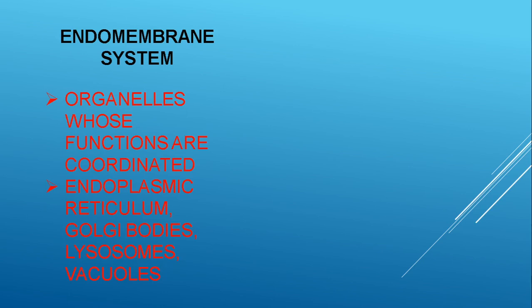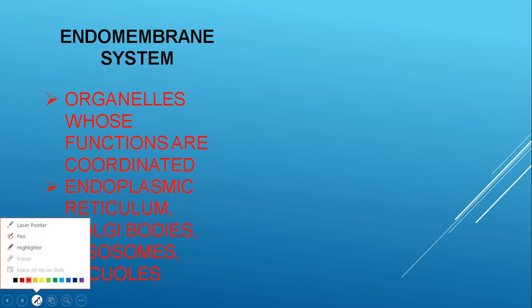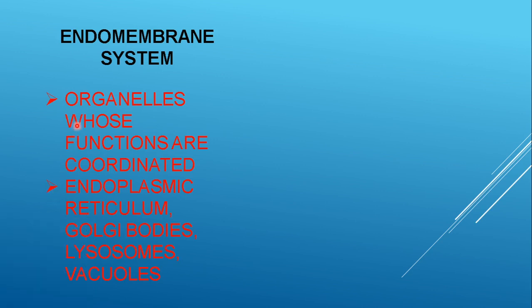If one of the organelles prepares something, it will be transported to the next, which will again do something with it. So all the functions are coordinated; they are dependent upon each other. Such a system of organelles is called the endomembrane system. As I've already written here, organelles whose functions are coordinated are called the endomembrane system within the cell.